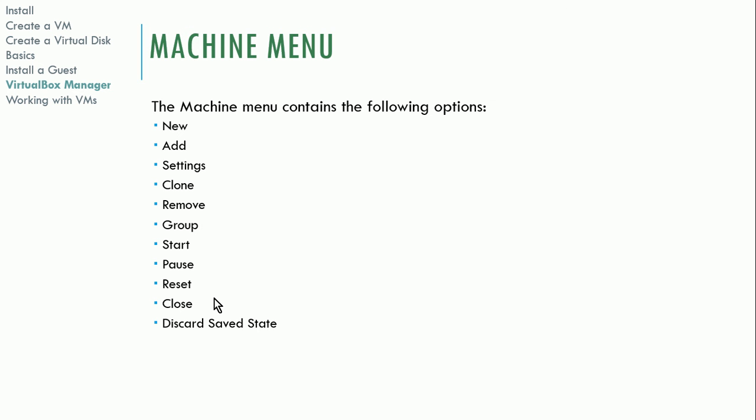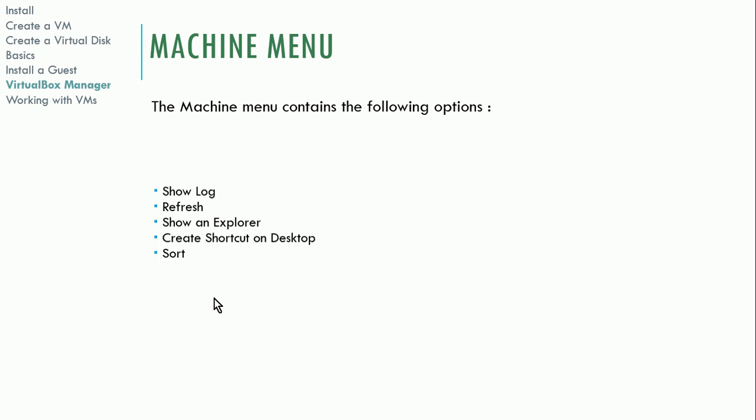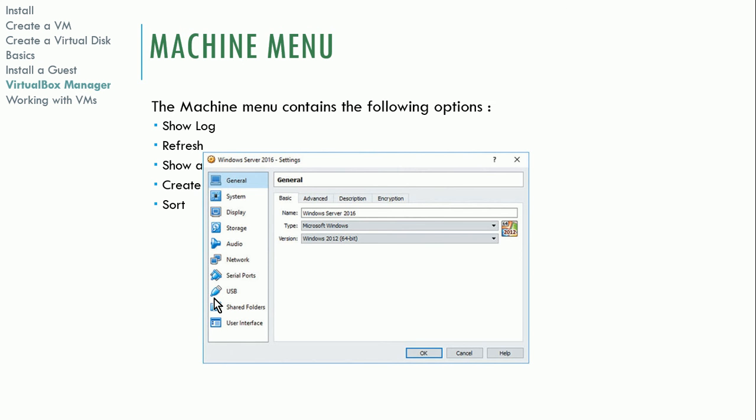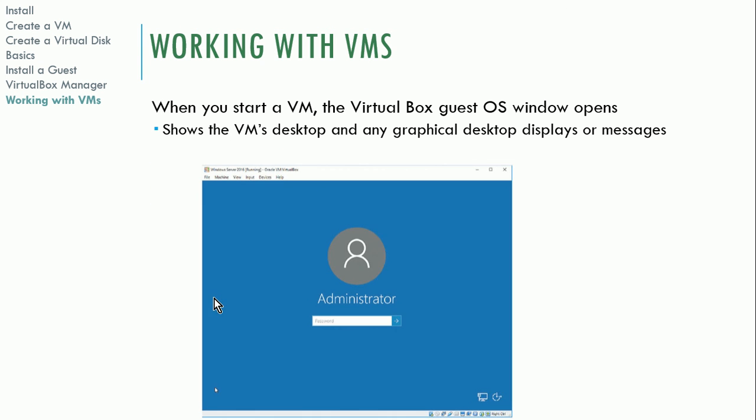Or discard a previously saved state, because they do use a lot of disk space when you create a state like that. All right, you can also show the logs for your virtual machine. You can show an Explorer, create a shortcut on the desktop. You can sort your VMs. So lots of different options in there that you can play around with.